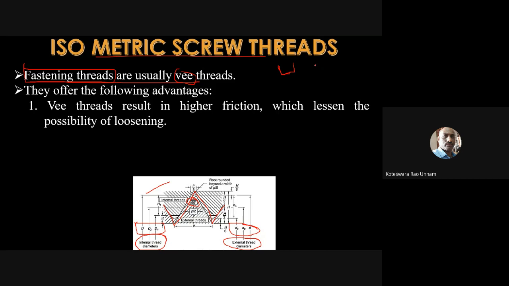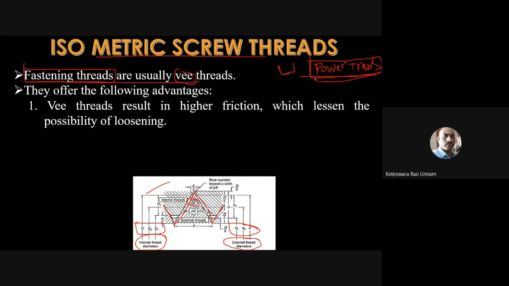Whereas suppose if you want to use thread in a power transmission, so for power transmission, we go for either Acme threads, or you can go for square threads where friction is less. See, if you want to transmit the power, you should have minimum loss. So that means there should be minimum loss of power. So therefore, we'll choose thread which is having very less friction.